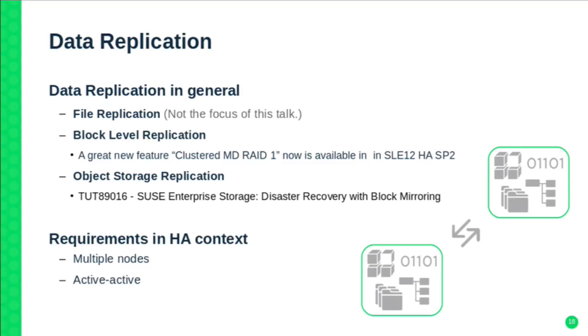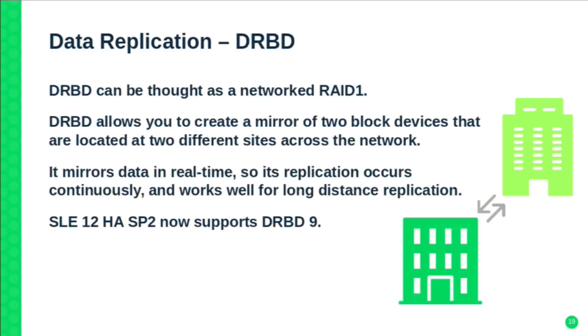So let's get back to the HA context. For HA, of course, the cluster has lots of nodes. Second, for performance, you need to have active-active mode, not active-passive. So the first thing is DRBD. DRBD, as the previous slide said, is a distributed replicated block device. So typically people think of it as a network RAID 1. It allows you to create a mirror of 2 block devices, but the 2 devices are located in different sites.